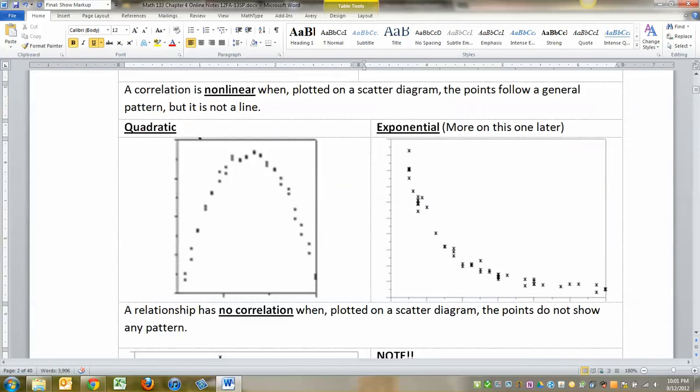All right, then you can have nonlinear correlations. These have very strong relationships, but they're not linear. There's the quadratic relationship, makes kind of a parabola shape. It can be upside down too, right? Or kind of U-shaped. You can have an exponential. Exponentials are a really big deal in biology and finance. A lot of those things follow exponential curves.